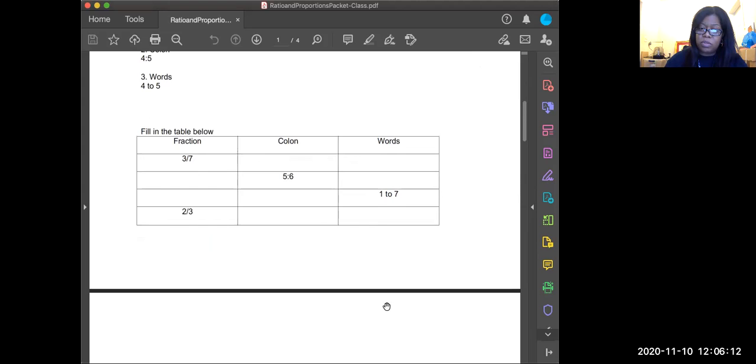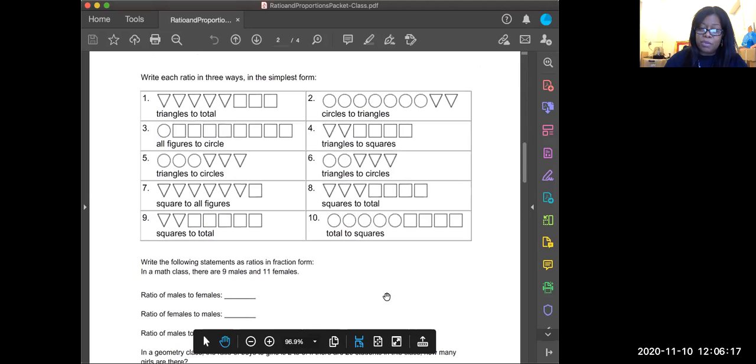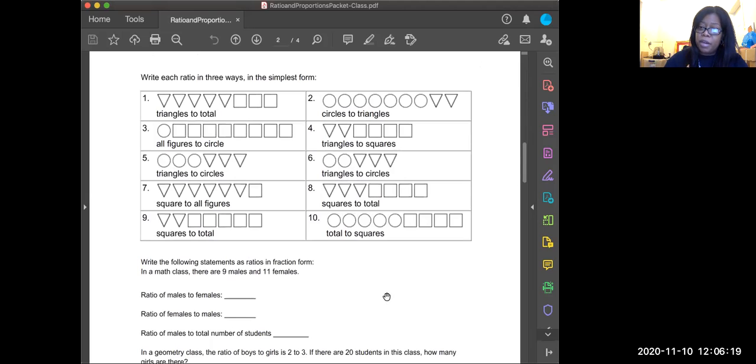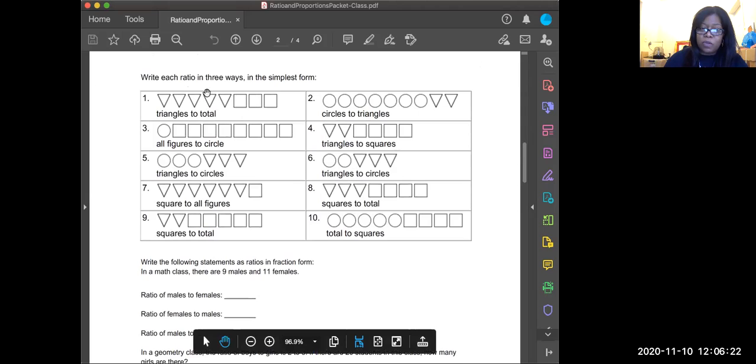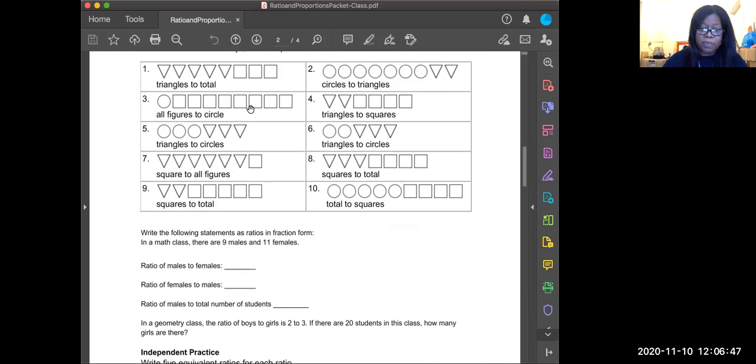Oh, sorry about that. All right. And then here is where you begin to compare your pictures. So for number one, that was also in your second slide, if I'm not mistaken, that I pulled up, but here it is on paper. So you're just going to count how many triangles you have, how many squares you have, and write it out accordingly in three different ways.